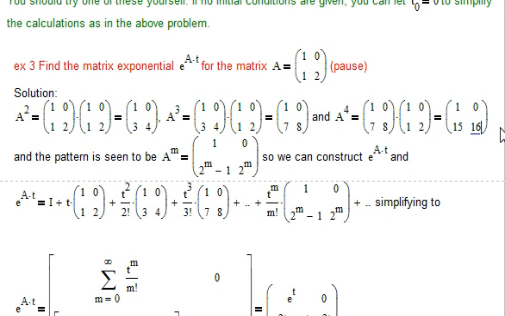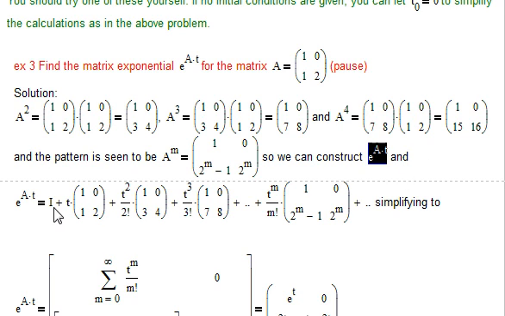And so now I think we see the pattern. A to the m is [1, 0; 2 to the m minus 1, 2 to the m], right? Like if m was 5, we'd have 1, 0, 31, 32. So we can construct our e to the At.